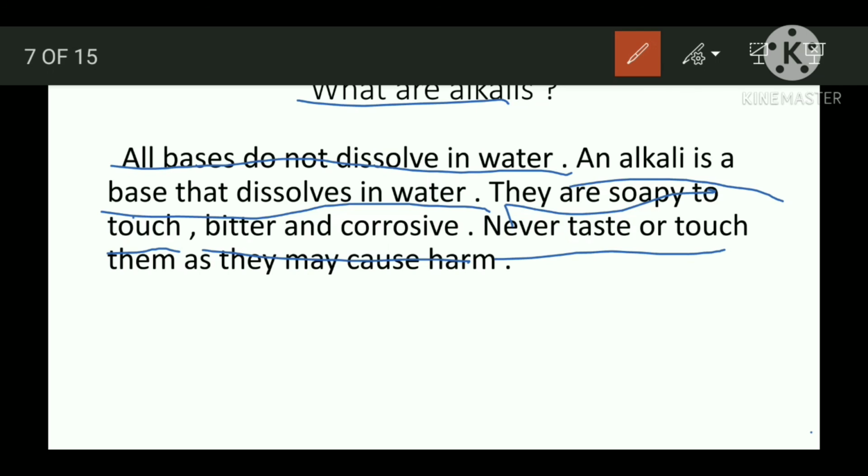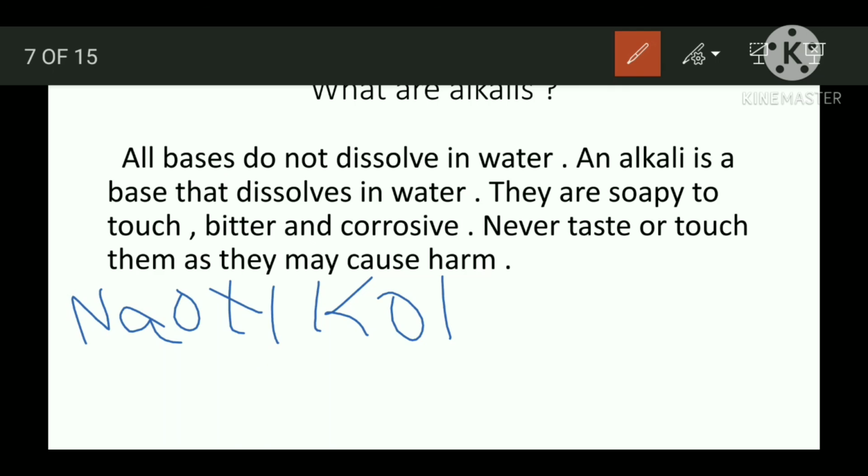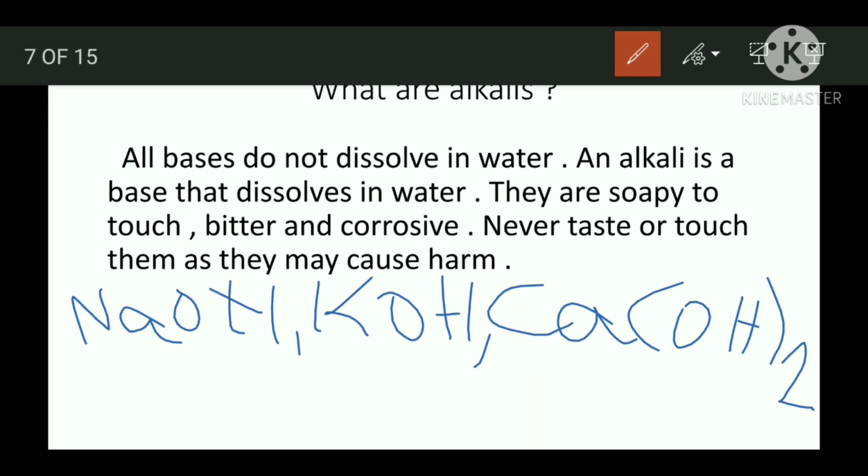But never touch such chemicals or taste them as they may cause harm. Here, examples are sodium hydroxide, which is NaOH, and another example is potassium hydroxide, which is KOH. Next, another example is calcium hydroxide, Ca(OH)2, OH taken twice.